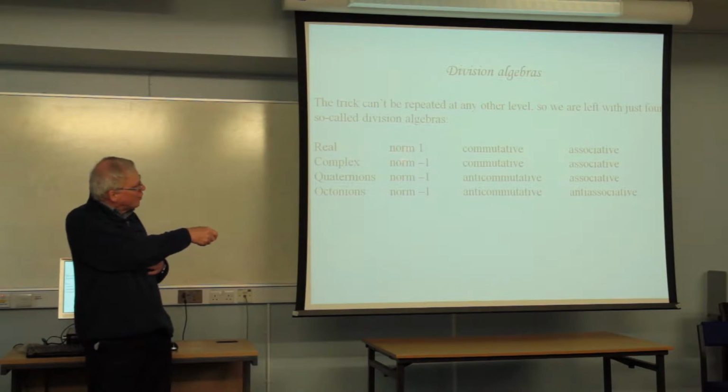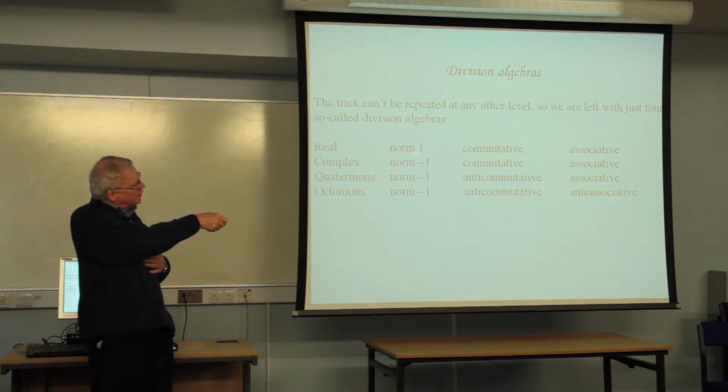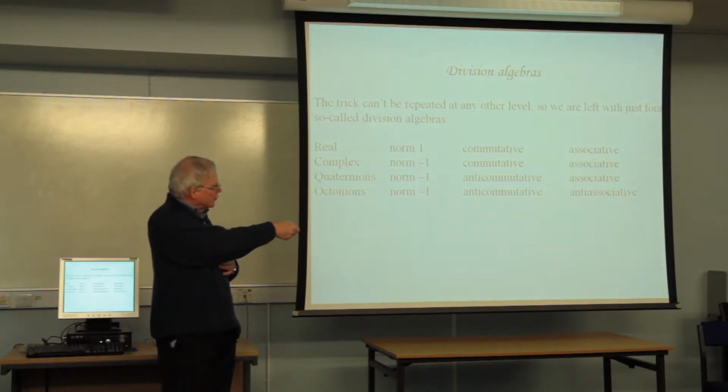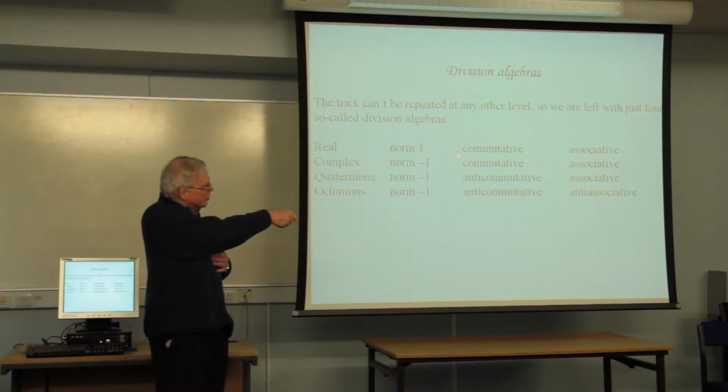And you notice how the norm means the product of the unit. The square of the unit is 1. The square of the unit is minus 1, and those 3. So real, complex, quaternions and octonions are the 4 division algebras. And you can see how the rules slowly change as you go from the real to the octonions. You lose commutativity first, and then you lose associativity.